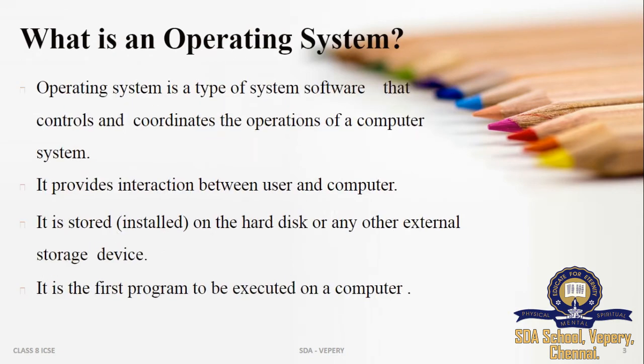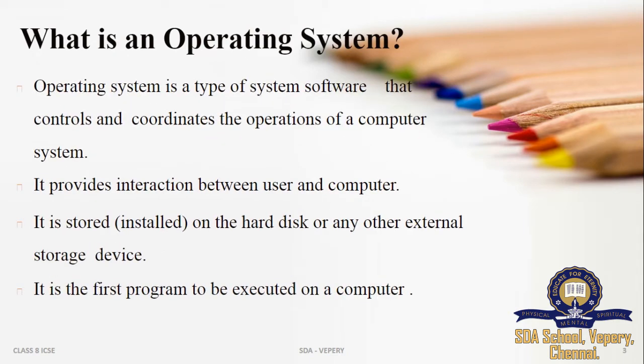Now we'll see the definition for operating system. It is one type of system software. In the previous session we saw the types of system software, right? In that system software, this is the most important type, operating system, which controls and coordinates the operations of the computer system. It is a controller that receives the instructions from the user and translates that information into machine language.